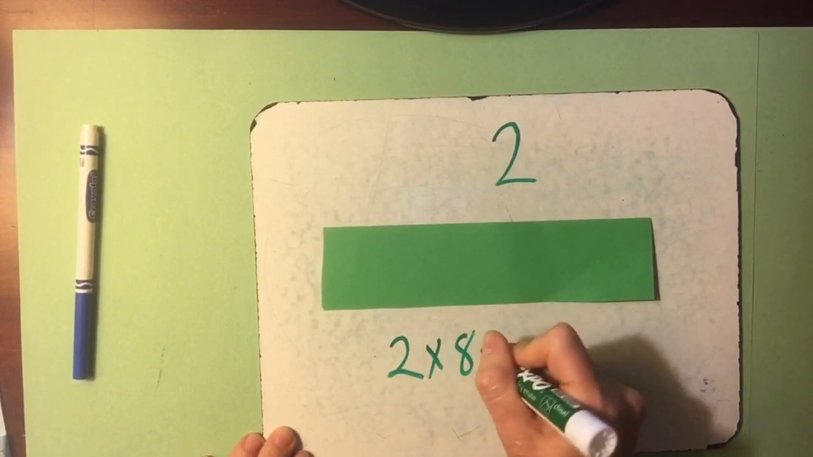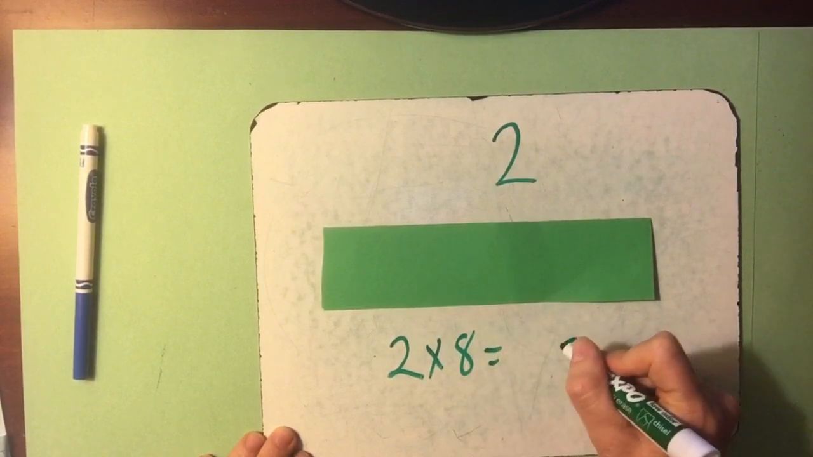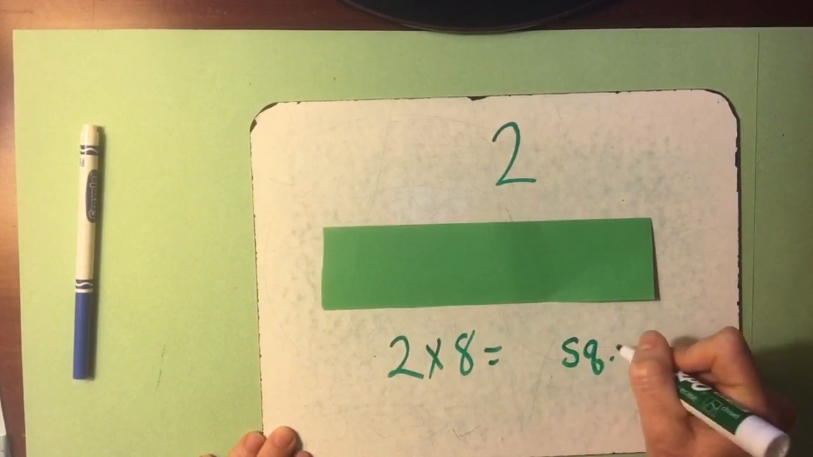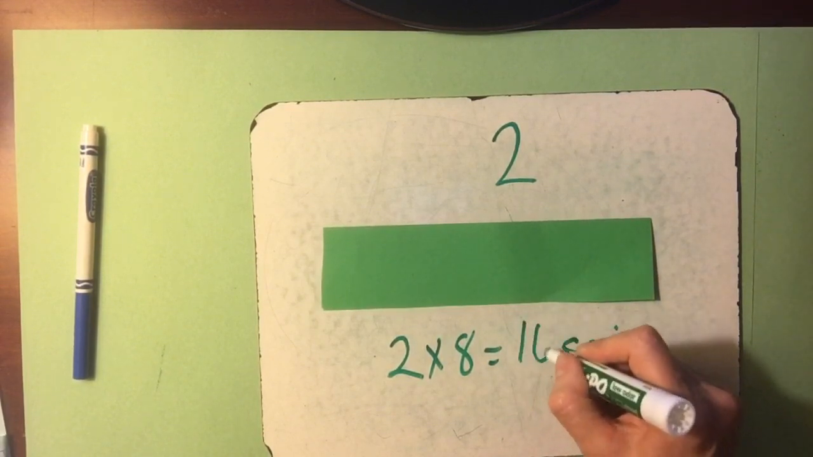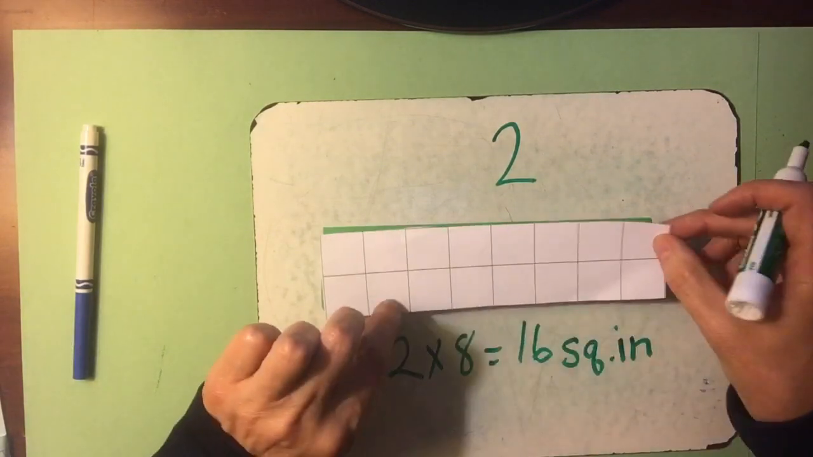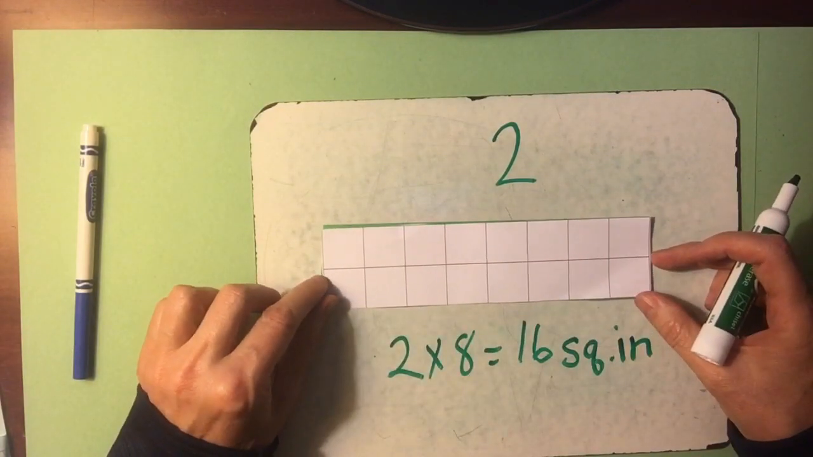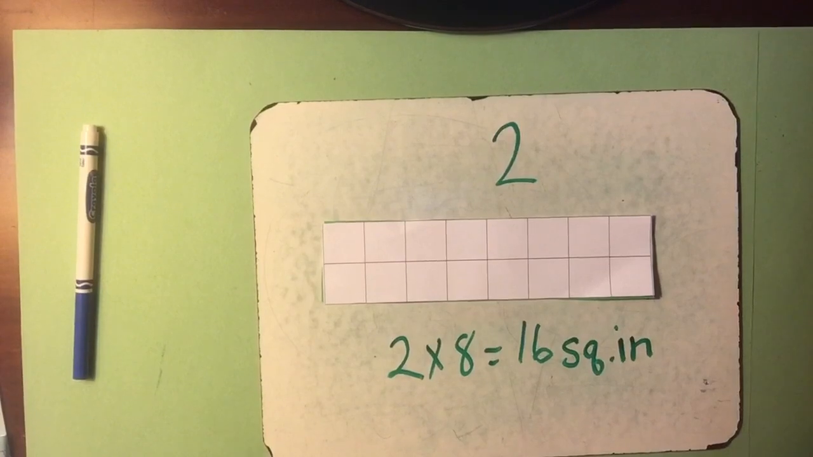And again, my answer would be in square inches in this instance, because that's what I'm measuring. So what is 2 times 8? It is 16. And just again to show you what area really means, it's the space inside an object. So we're always thinking about how do we put square units on top of something that we're measuring so that we can figure out what the area is.